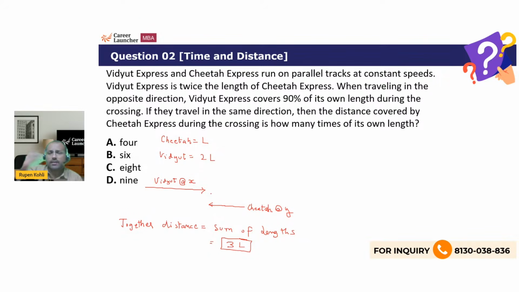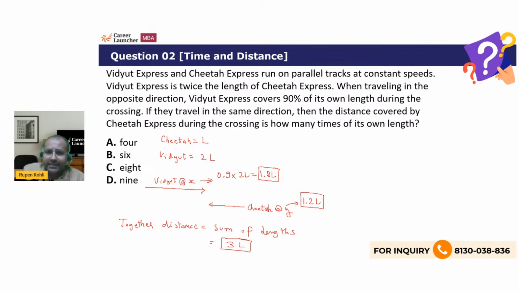Now, obviously, when the crossing happens, the two trains are running for the same amount of time. So the distances covered by them will be in the ratio of their speeds. So if Vidyut Express has covered 90% of its own length, this train has covered a distance which is 0.9 times its own length, which is 2L. So this is 1.8L. And we know that the total distance covered by them together is 3L. It means that Cheetah Express has covered the remaining distance, which is 3 minus 1.8, 1.2L.